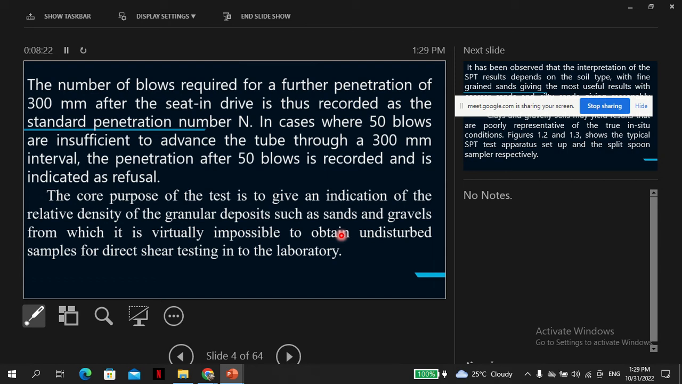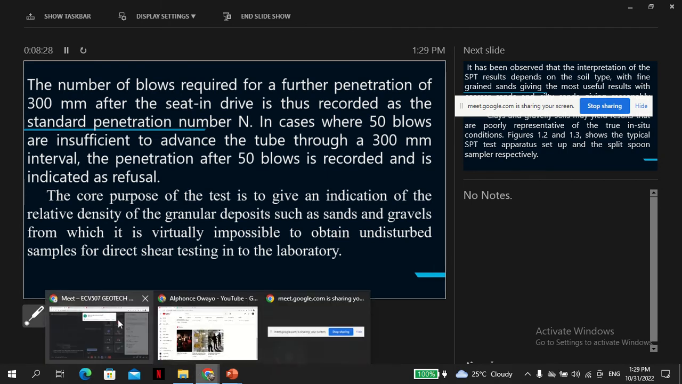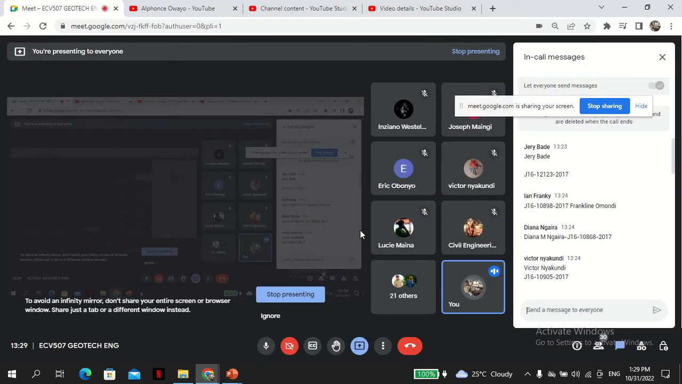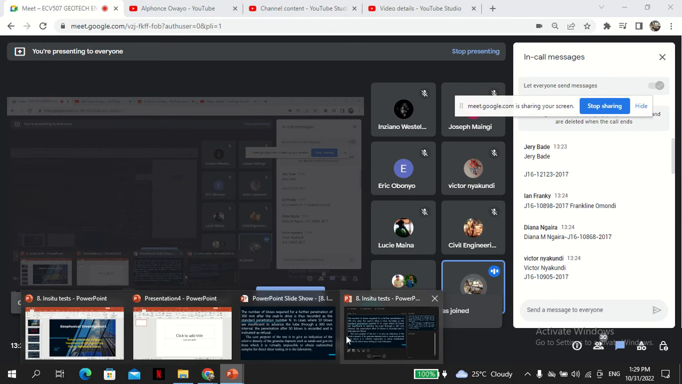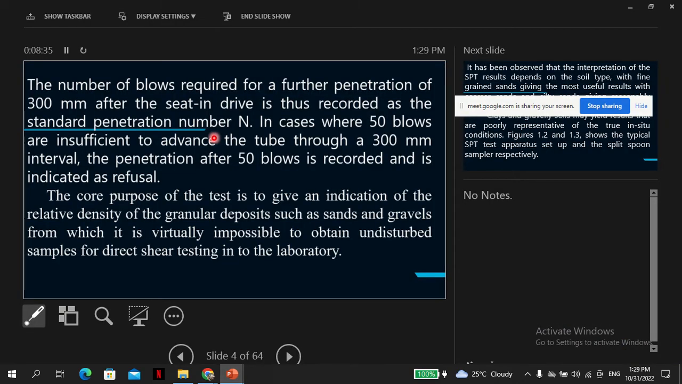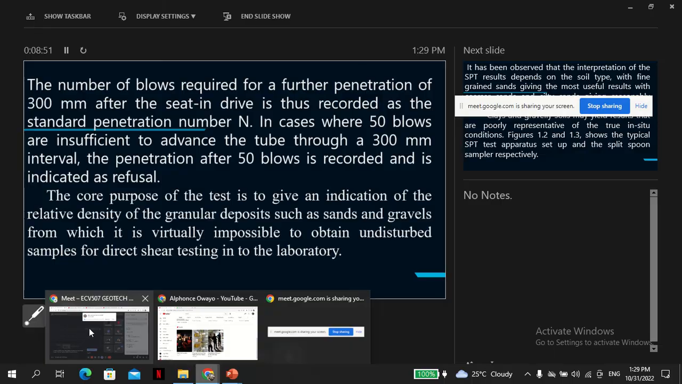In case 50 blows are insufficient to cause an advance of 300 millimeters, then you can record that as refusal. Refusal either means that the material is quite hard, that is rock, so the shear strength is very high, or maybe the place is too rocky, then you will destroy your equipment, and these things are expensive, so you need to protect them.